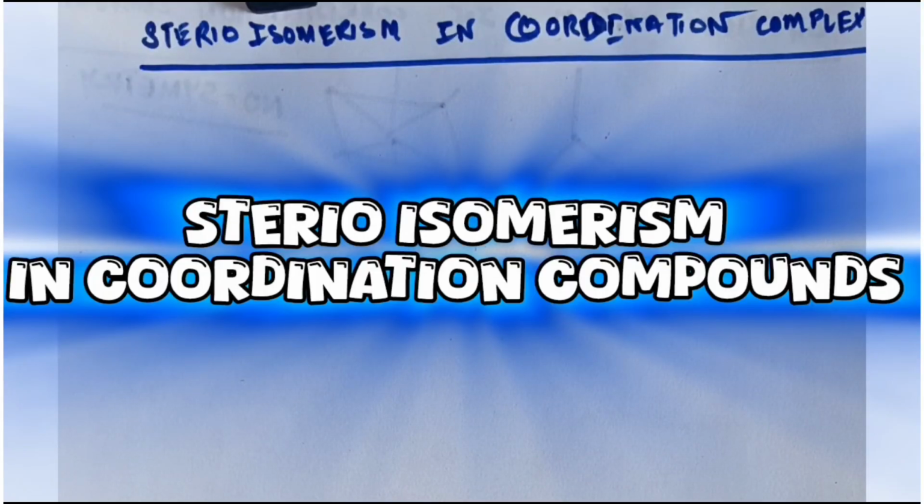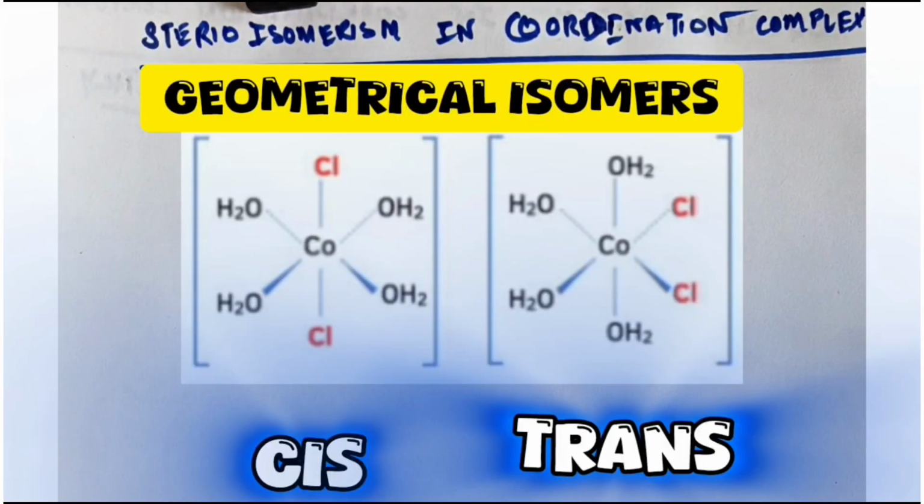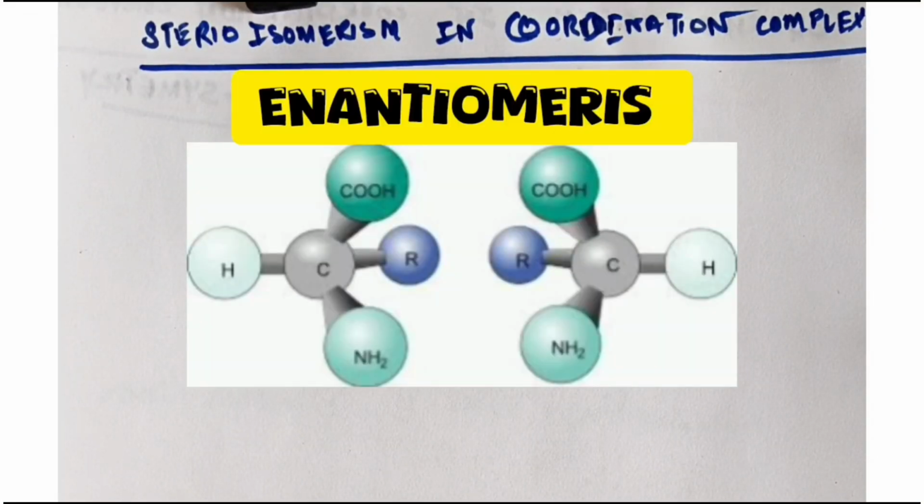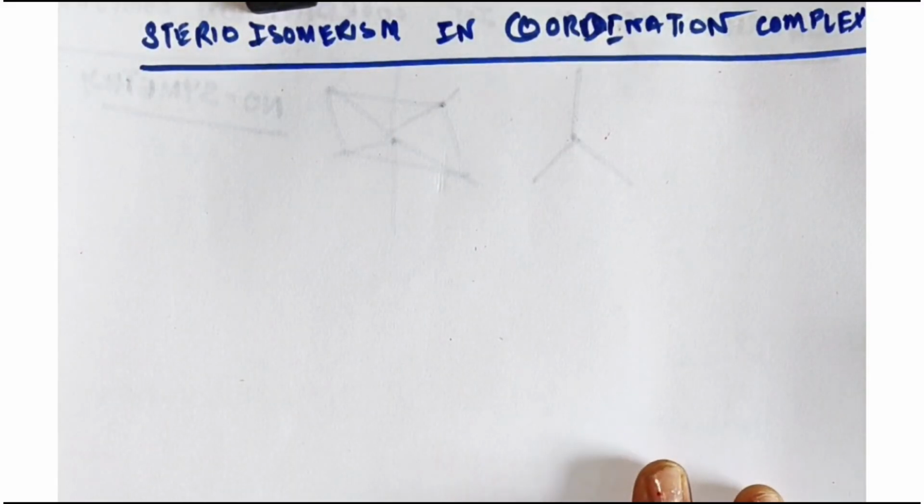Okay, so this is same as in your organic chemistry. We have stereoisomers like geometrical isomers, cis and trans isomers. These are called your geometrical isomers. Then we have enantiomers, which are mirror images of each other but non-superimposable. So these things are also there in your coordination complex. So we will discuss all these things.